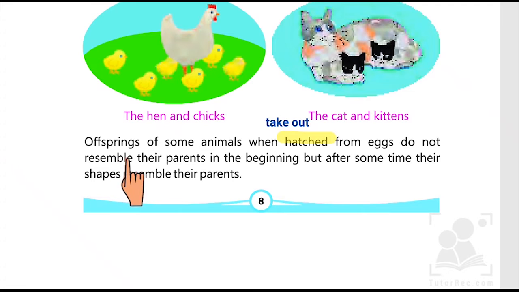So when the kids of some animals are taken out from their eggs, in the beginning after their birth, coming out from the eggshell, they do not resemble their parents, but after some time, sometimes after some days, they start resembling their parents, especially in their shape.